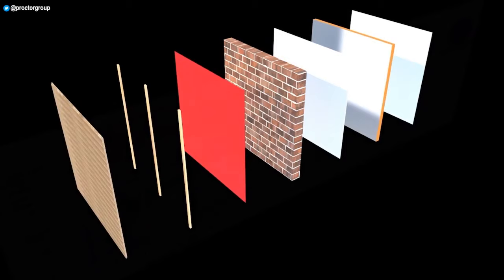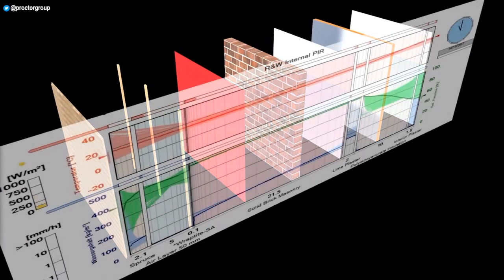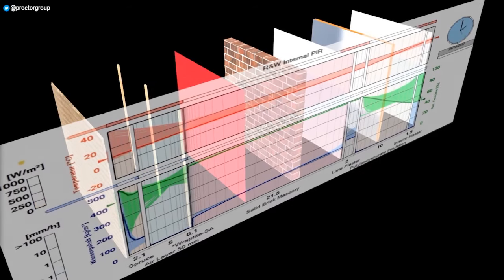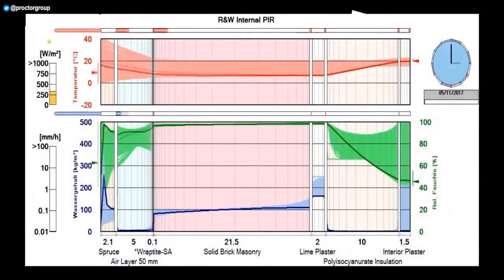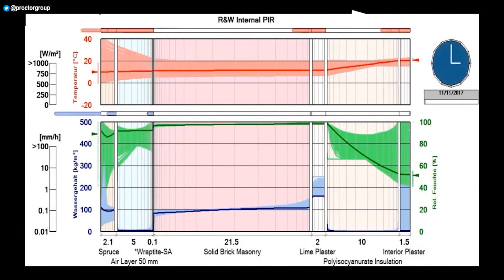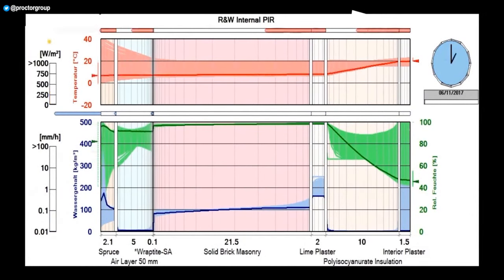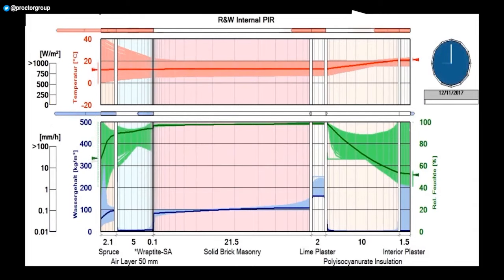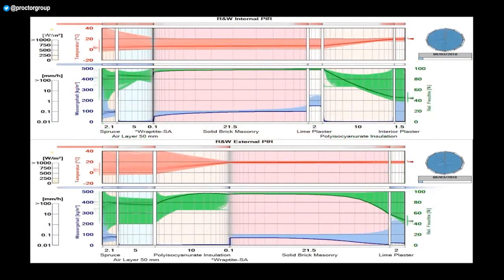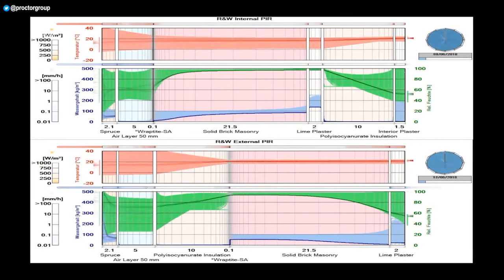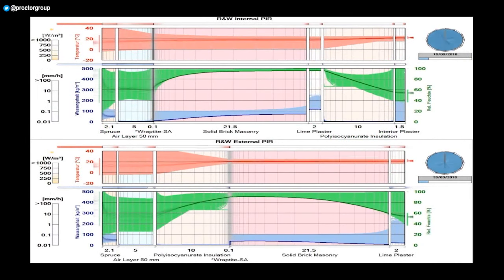We can see from the example here that the Glaser method calculation simply shows that no condensation risks are predicted within the construction. A more comprehensive assessment with WUFI shows the rate at which construction moisture is drying out from the wall. We can also examine the differences between the placement and specification of various components within the wall. Here we can see the difference in drying out periods between internal and external placements of insulation.